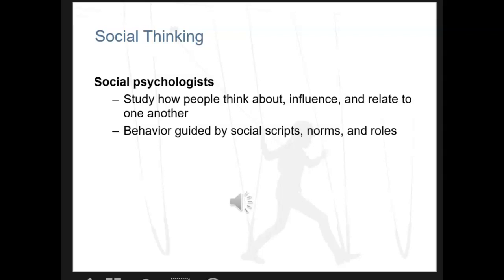Okay, so what is social psychology? Social psychology is the study of how the individual is influenced by their environment. So our behavior changes just by being around other people.